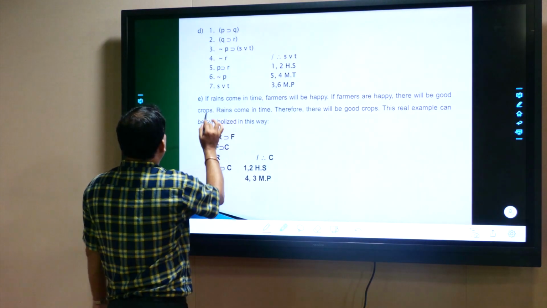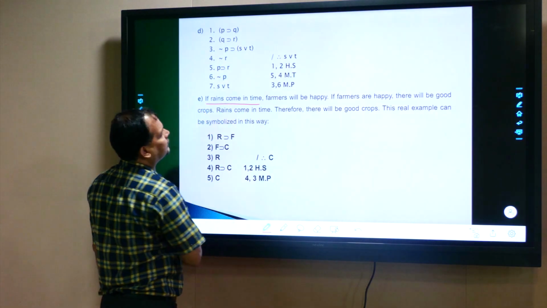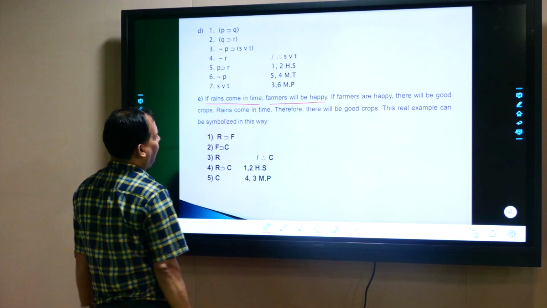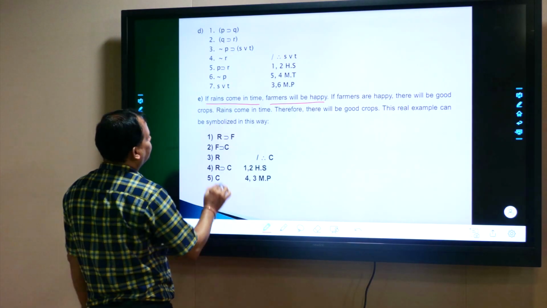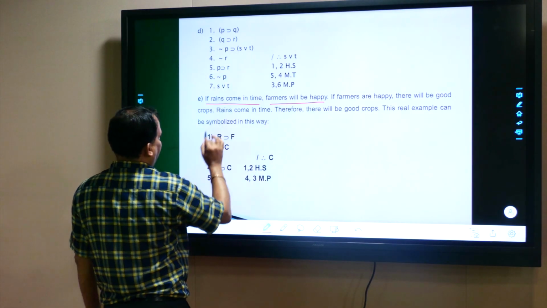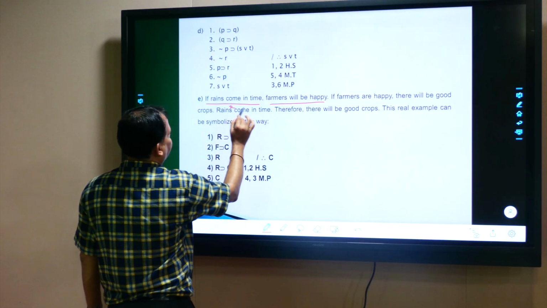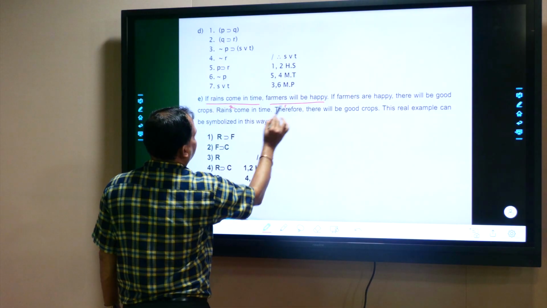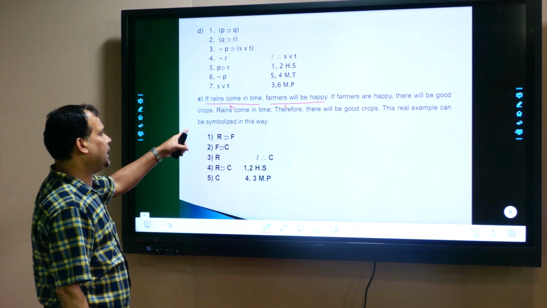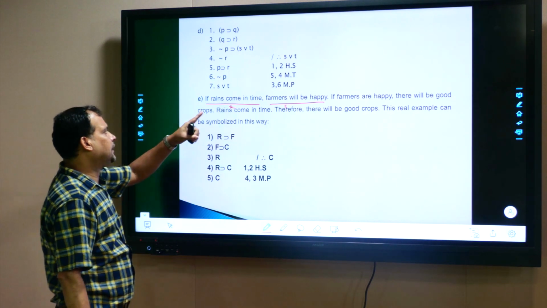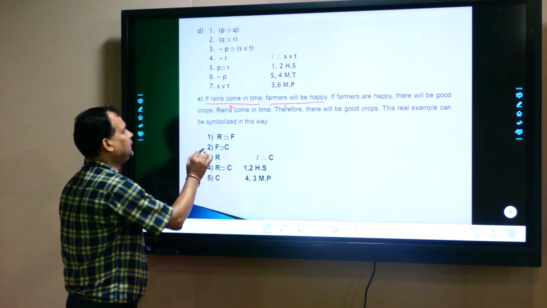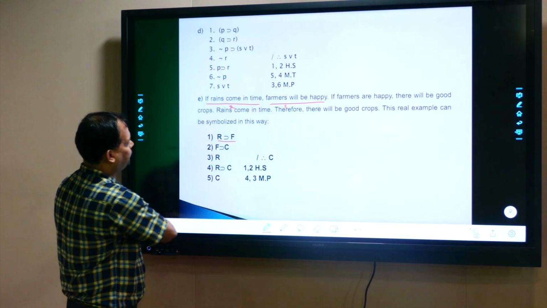If rain comes in time, farmers will be happy. So how can we symbolize? That is R and F. R means rain and F means farmers here. So R implies F. We can symbolize this example: if rain comes in time, farmers will be happy, as R implies F.